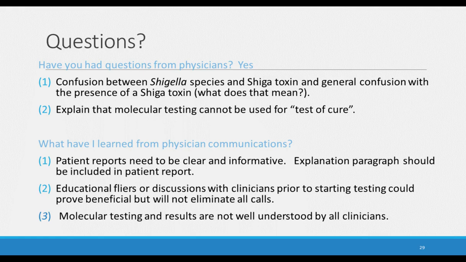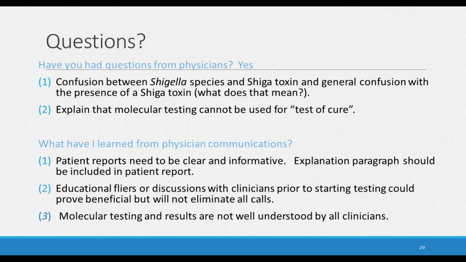Have you had questions from physicians? Well, yes. There has been some confusion between Shigella species and Shiga toxin, and some general confusion with the presence of a Shiga toxin. What does a Shiga toxin mean? So we have had to educate some, even at the point of phone calls at the time of presenting the result to a clinician. But I think that's one of the roles that microbiology has, is continued education. And I have to admit that not everyone is as informed about molecular testing as others. So yes, sometimes we do have to explain the results. We also sometimes just have to explain that molecular testing cannot be used for a test of cure.